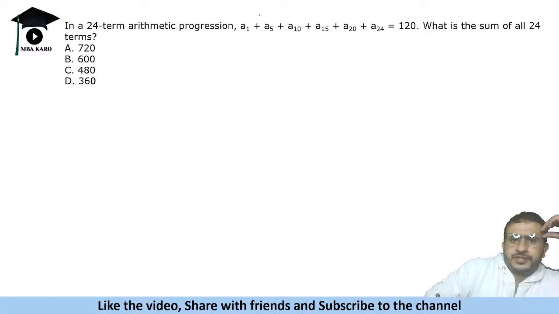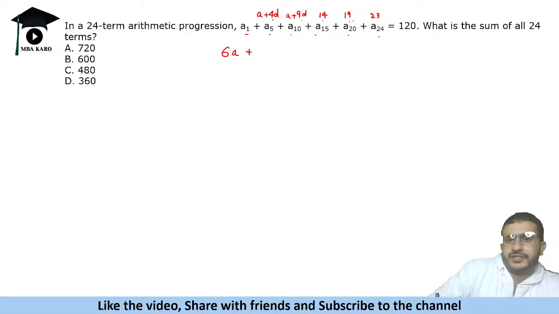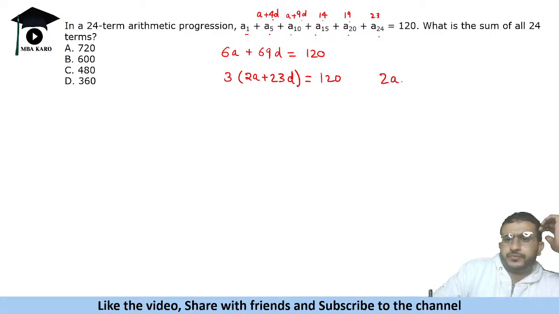So अगर हम फॉर्मूले से करते हैं, so we'll put a plus 4d, a plus 9d, यहाँ पे 14, 19 और 23, right? So when we add all these, we will get 6 times of a, 1 2 3 4 5 6, 6 times of a plus 4 9 13, 13 and 27, 27 plus 42, 69 d is 120, right? So this gives us 3 common, 2a plus 23d is equal to 120, or 2a plus 23d is equal to 40.